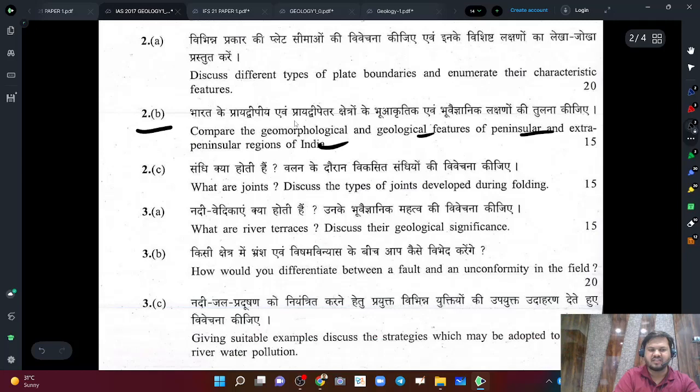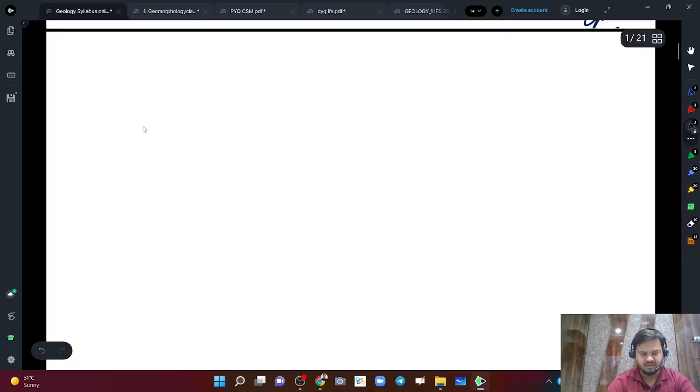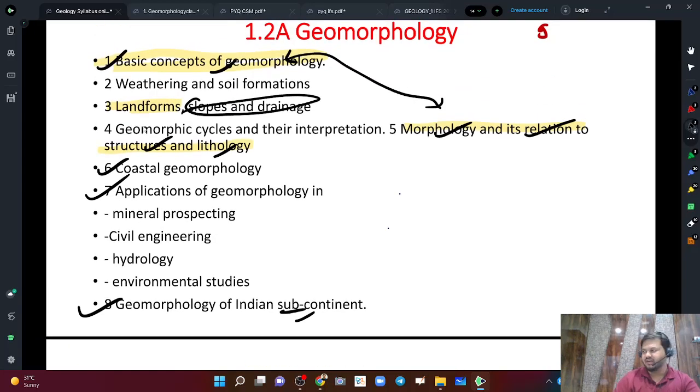So basically, they are asking geomorphology of India. So that is also one of the topics of our syllabus, right? This is the topic, geomorphology of India. So with that they're directly picking it up, right? So now you understand what the syllabus is, right?